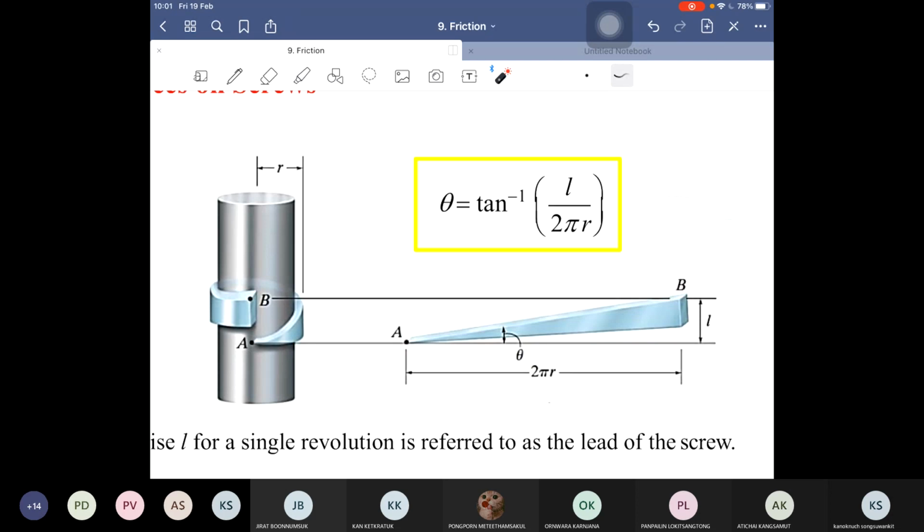Okay, so if we assume that this area is full and we have this big triangle, we can determine the thread angle theta by using arctan. Okay, this is arctan of L divided by 2 pi r, which is the circumference of this cylinder.